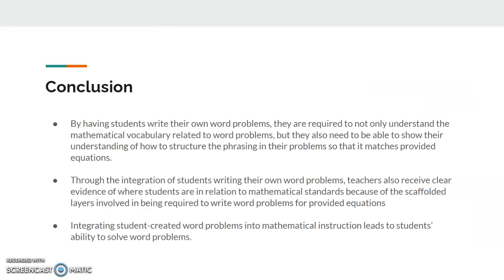So overall, my three conclusions that I drew from this action research were: by having students write their own word problems, they're required to not only understand the mathematical vocabulary related to the word problems, but they also need to be able to show their understanding of how to structure the phrasing in their problems so that it matches the provided equations. So it kind of took away the computation end of things with the word problems, and more so the kids had to really focus on the language choice and the vocabulary that they were using so that the problem actually made sense, matching the equation that was provided.